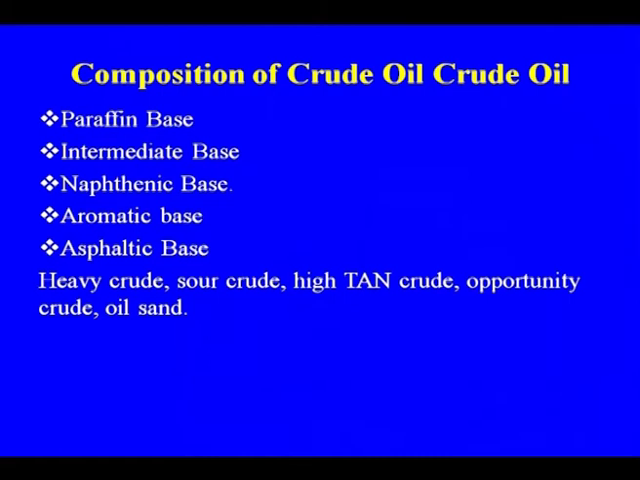Composition of the oil: we have paraffinic base, intermediate base, naphthenic base, aromatic base, asphaltic base, heavy crude, sour crude, high TAN crude, opportunity crude, and oil sand. Oil sand is another important one, very highly thick crude oil, on which a lot of work is now being done, especially in Canada where it is available, on how to recover it, because distillation is difficult and a lot of heavy residues are there.